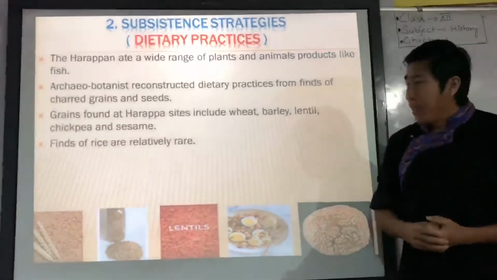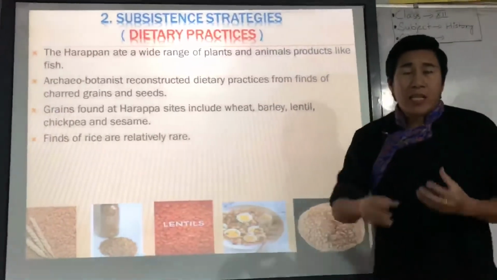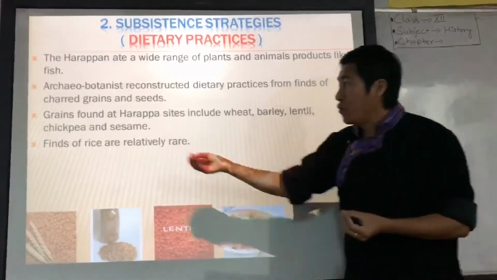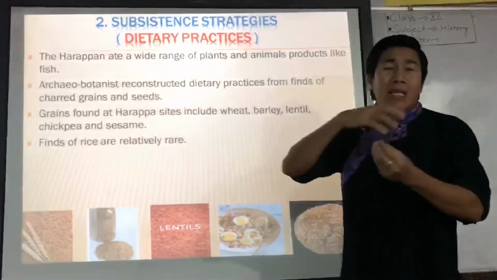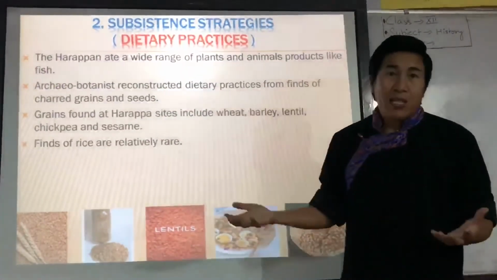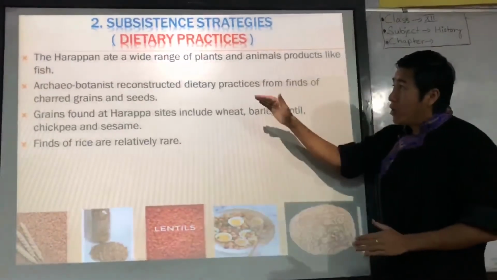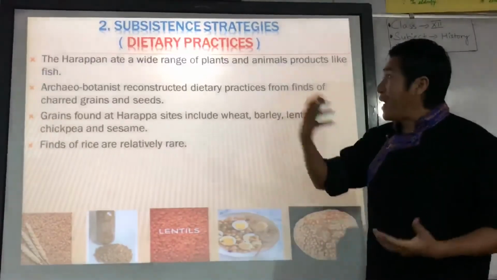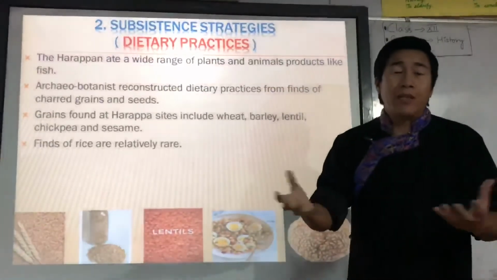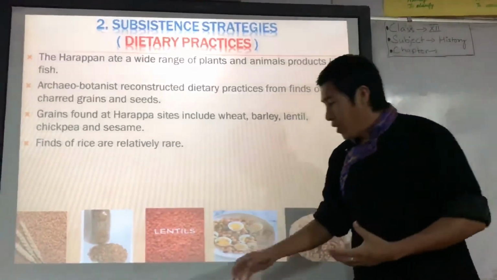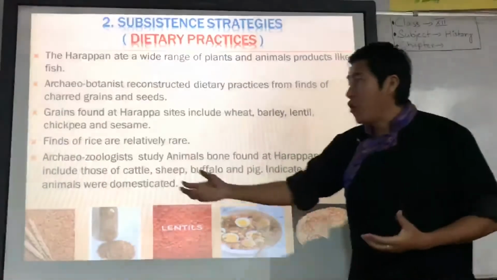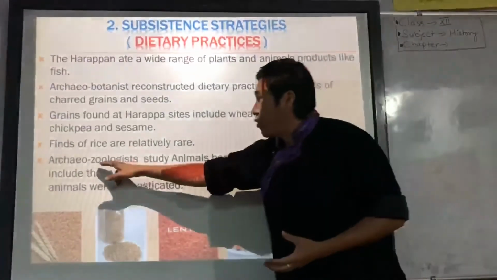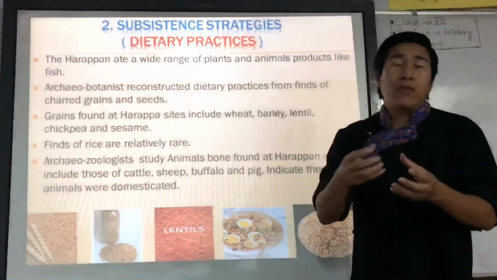Now, ironically, finds of rice are relatively rare. Exclusively in Mohenjo-daro and Harappa, we only found rice, not in other settlements or areas of the Indus Valley civilization. Now this is all about the plant products. Now how do we get the evidence about animal products consumed by the Indus Valley civilization? For that we got information from archaeozoologists. Archaeozoology is a branch of archaeology which deals with the study of animal remains like bones.